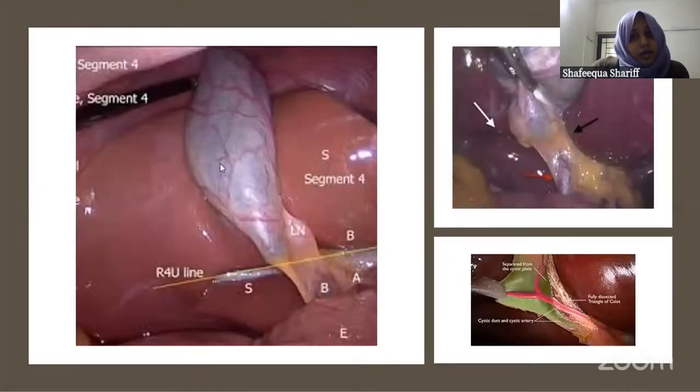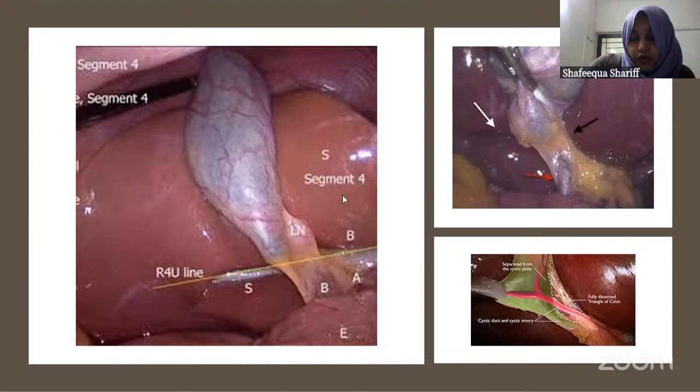This is one more update that has come in this 20th edition of Bailey. The R4U line. When you see this image, you can see this is the undersurface of the liver, if you're not able to make it out. And this is the Rouviere's sulcus. This is used as an indicator during dissection of the gallbladder, mainly the cystic duct and the cystic artery. So a line which extends from the superior border of the Rouviere's sulcus and extends up to the superior surface.